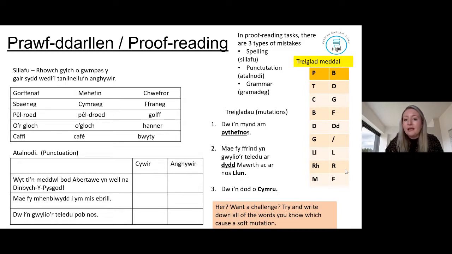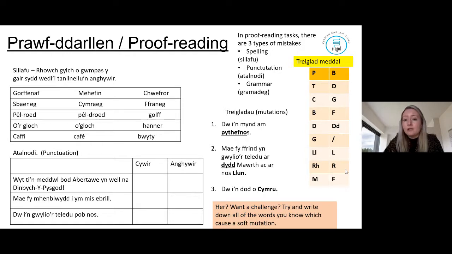And then, Rhif 2, mae fy ffrind yn gwylio'r teledu ar dydd Mawrth ac ar nos Llun. So there's two words in here which cause a soft mutation. Ar, meaning on, okay? So like, ar y teledu, on TV, or ar y sofa, on the sofa, ar dydd Llun, on Monday. Ar causes a soft mutation. So what does the D of dydd need to change to? Okay, have a look at that.